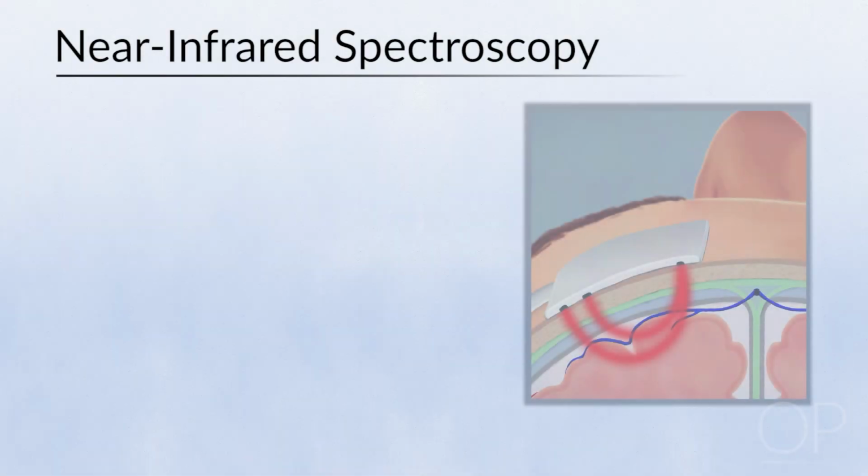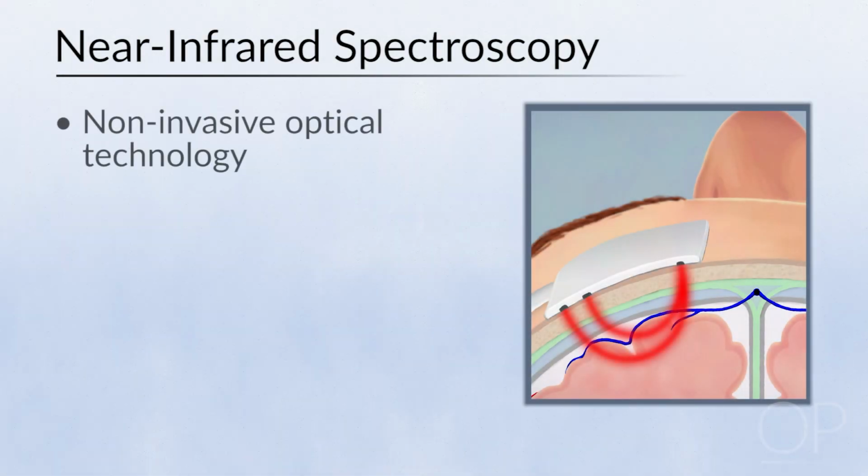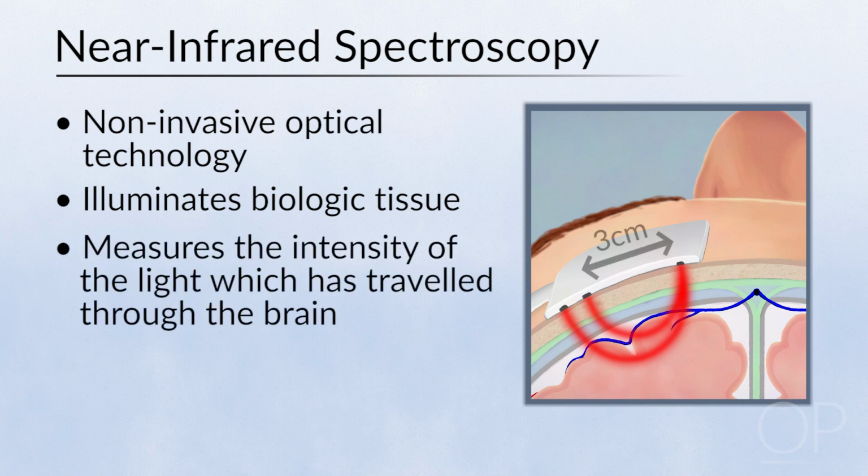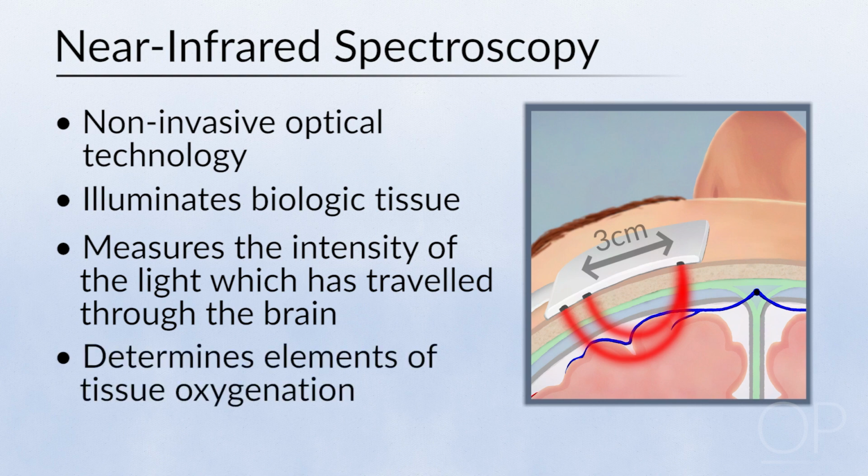Cerebral oximetry is one result of the commercialization of near-infrared spectroscopy. The terms cerebral oximetry and NIRS, or near-infrared spectroscopy, are often used interchangeably, but there are a number of important distinctions. Near-infrared spectroscopy is a non-invasive optical technology that illuminates biologic tissue, as shown in the brain, with a near-infrared light source. It measures the intensity of the light which has traveled through the tissue for a few centimeters by a detector, and from this it determines elements of tissue oxygenation.